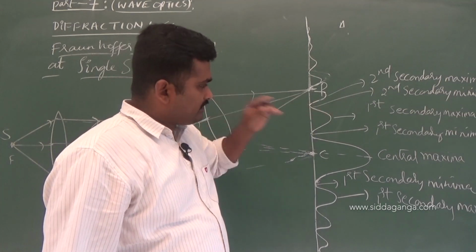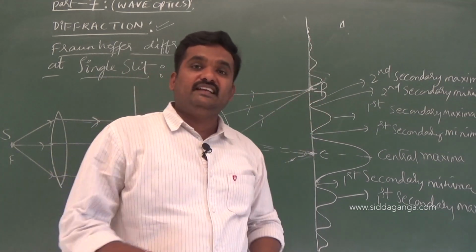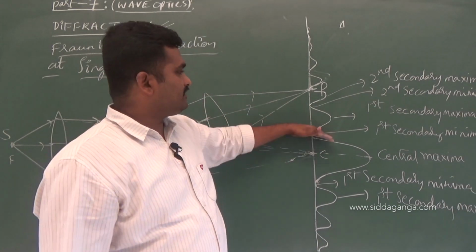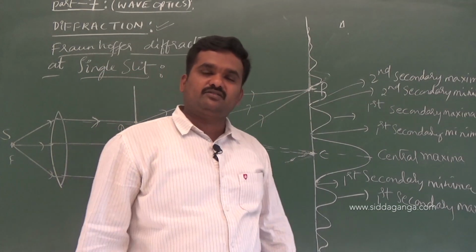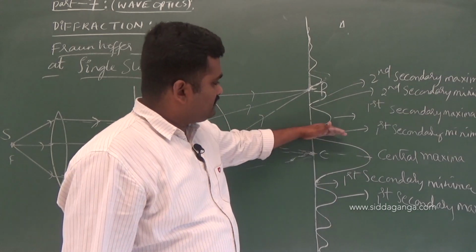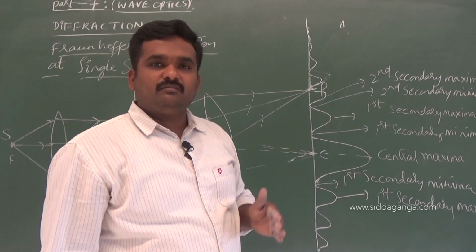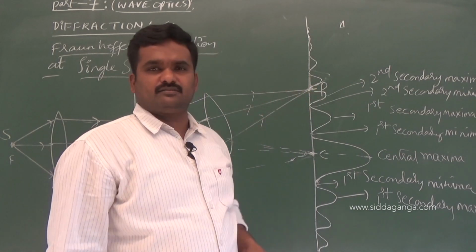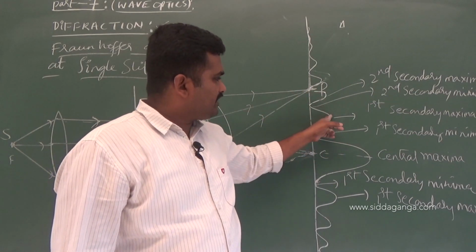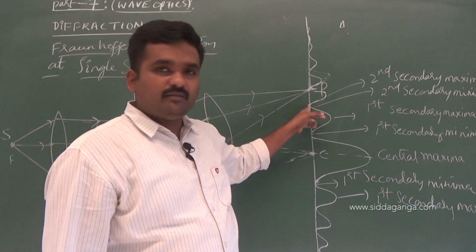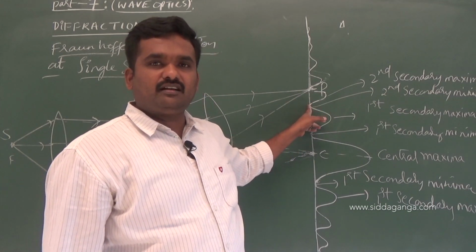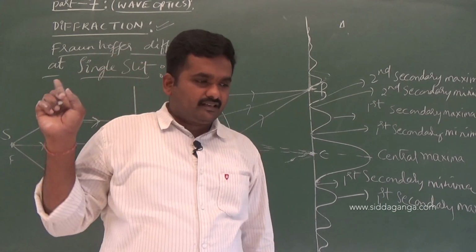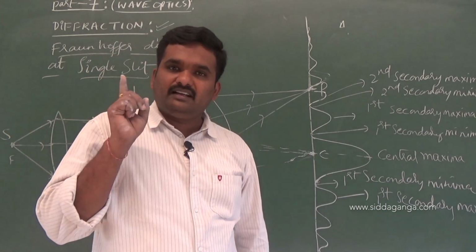Consecutive minimas and maximas we are going to have with a decreasing intensity as you move away from the central bright. As the order of that maxima or minima increases, the intensity of those maximas goes on decreasing. Similarly, in case of minimas also. You remember, the maximum and minimum intensity we are talking about will not have complete zero intensity. There, what we have studied, the intensity of minima should be completely zero.